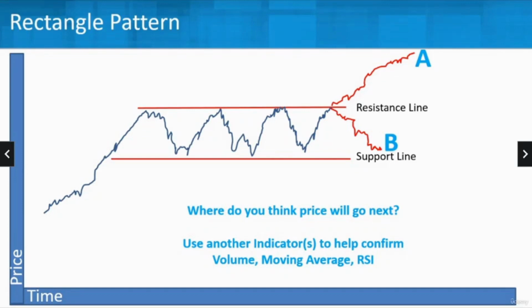And how you can really help confirm that, when you reach the top, the resistance line, or the support line, is to look at your other indicators around volume, moving average, relative strength index, things that you're learning in the course, where it'll also give an indication of, oh, this is a buy opportunity or a sell opportunity. So use those other indicators to help confirm what might happen here.